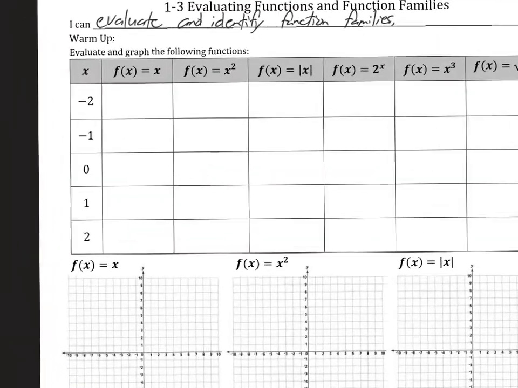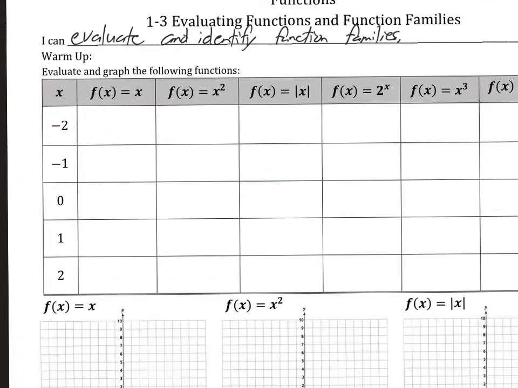Okay, so our warm-up. Evaluate the graph of the following functions. Okay, so we have -2. f of x equals x. So we're just copying down the same thing again, so it's just -2. The next one, we have f of x equals x squared. So what is -2 squared? Well, that's just 4. The next one, absolute value. So what is the absolute value of -2? It's just +2.